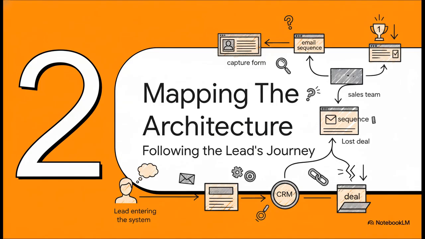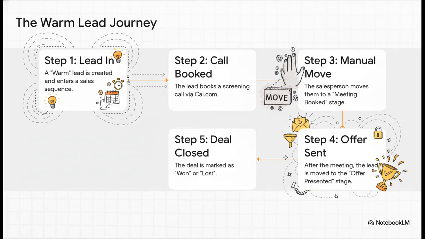So, where do you even begin with something like this? Well, the first step in any good audit is to just understand what's already there. Before you can find problems, you need a map. We have to trace the journey of a single lead, from the second they enter the system all the way to the moment a deal is marked won or lost. And here's that journey all mapped out. A warm lead pops in, and they enter a sales sequence. If they book a call, awesome, they move to the next stage. But notice the manual steps here. A salesperson has to physically drag them over to meeting booked and then later to offer presented. So what you've got is a mix of slick automation and these really critical but also potentially error-prone human touchpoints.